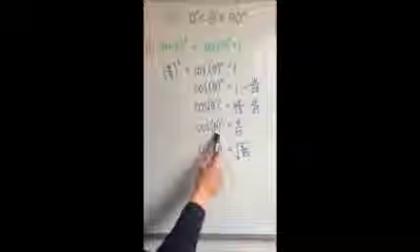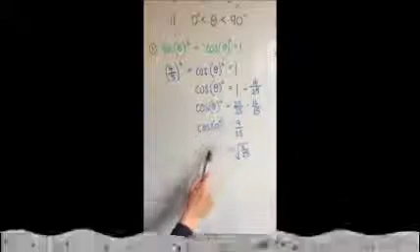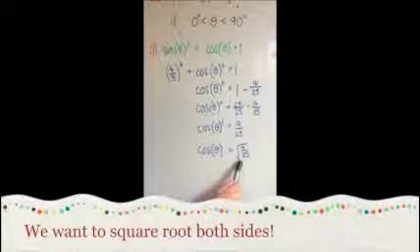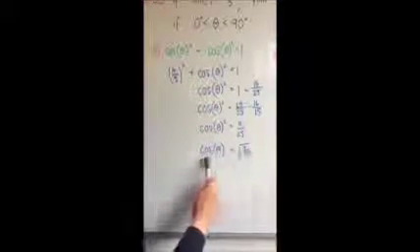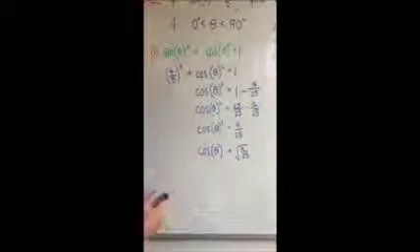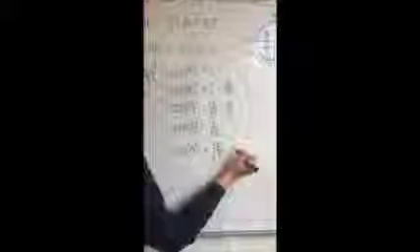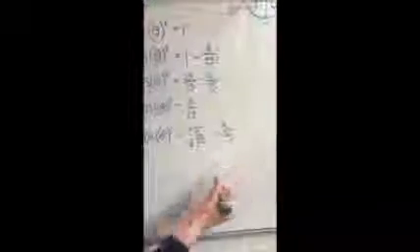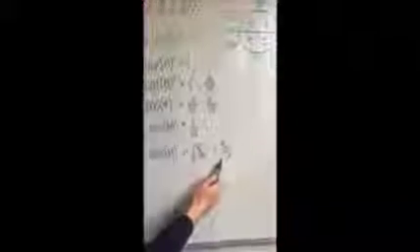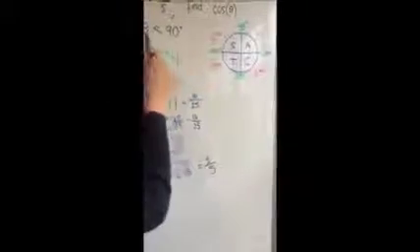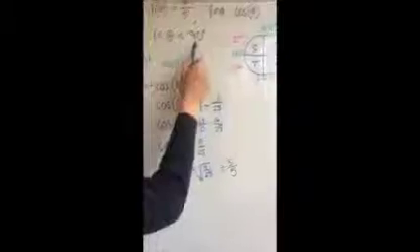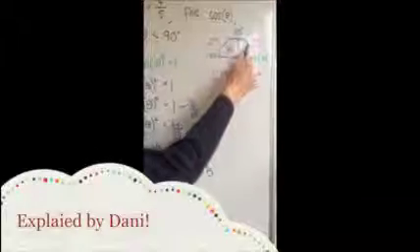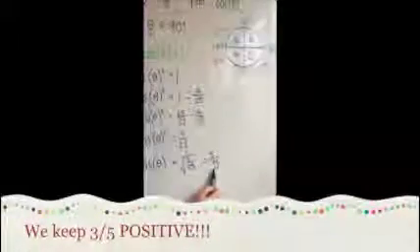Now we want cos of theta alone, and it's squared here. So what we have to do is square root 9 over 25 to get cos of theta by itself, and the square root of 9 over 25 is equal to 3 over 5. Now we know that we have to keep this answer positive because we look back at our quadrants and see that theta is between 0 and 90 degrees, and between 0 and 90 degrees all of them are positive, so we keep 3 over 5.